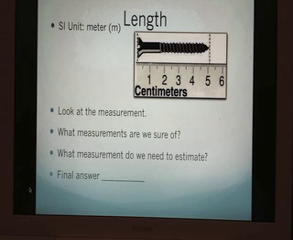Now that last digit that we're recording is understood to be one that has been estimated, and we would count that as a significant digit in our calculations.